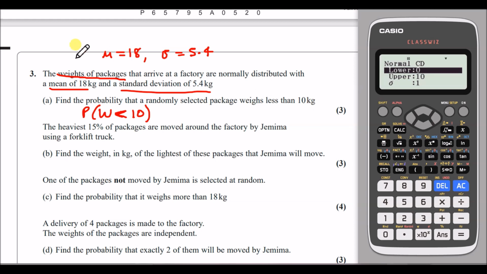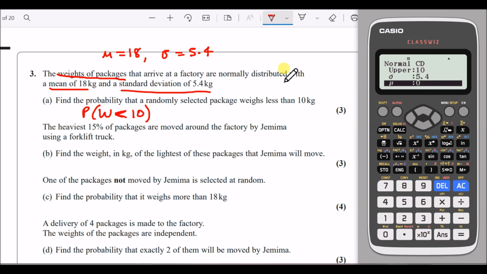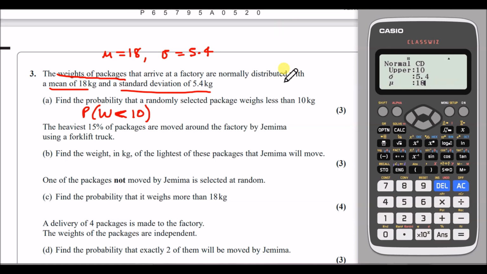That's fine. However, the lower is quite tricky. Sometimes you think it's 0 because you're dealing with weights. But in fact, when you do a normal distribution, it's not necessarily 0. It could be less than that because of the way the function works. So to be very safe, we're going to just think of it as minus infinity, as if it goes on forever. And the best way to write minus infinity, guys, is to write minus 99999 and then press enter. Now go down to your sigma and mu values. We know sigma is 5.4, enter, and we know the mean is 18, enter.